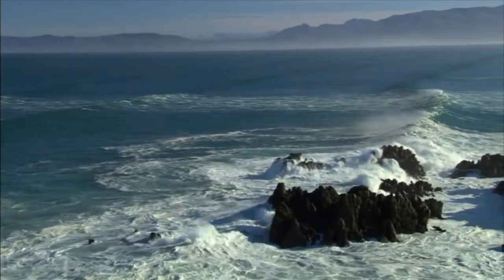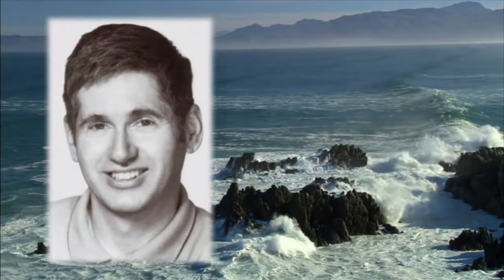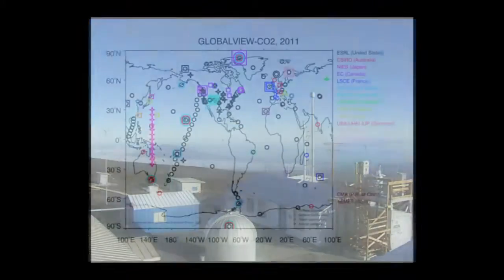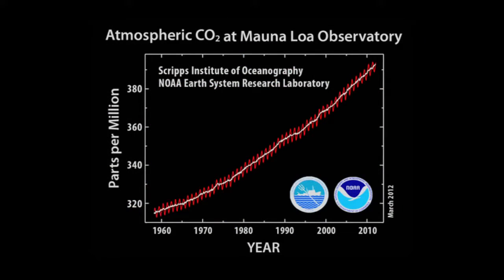To test this hypothesis, Revelle's colleague Charles David Keeling began collecting air samples at the Mauna Loa Observatory in Hawaii to track changes in CO2 concentrations. Today, such measurements are made at many sites around the world. The data reveal a steady increase in atmospheric CO2.